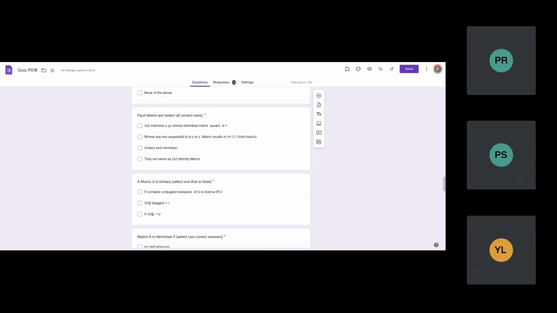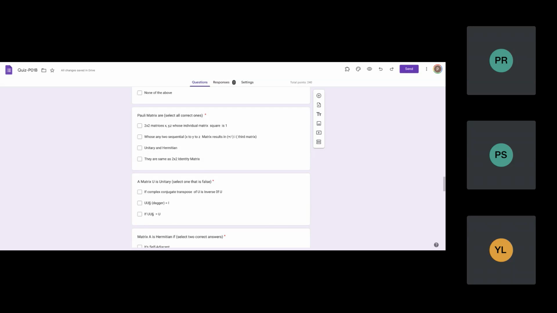Which whose any two? Basically, Pauli matrix is whose any two sequential, means x, y, z is in the sequence, x into y, y into z, z into x, whatever way. It will always result in something like x into y will result in z, and we are talking only about x into z, y into z. Anything with respect to z will be the third matrix, and that will be plus or minus i.